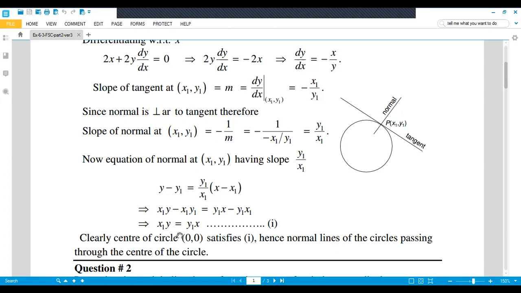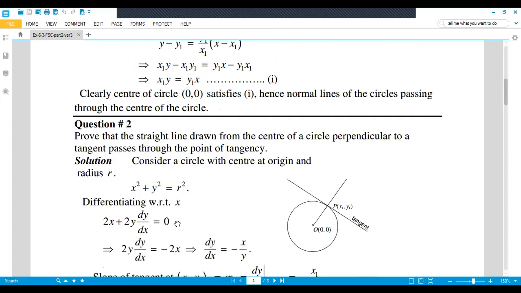How can we check it? We put the center value, that is 0 0, in this equation. When we put 0 0, both sides will be equal. When both sides are equal, it shows that the normal line of the circle passes through the center of the circle. Now question number 2.